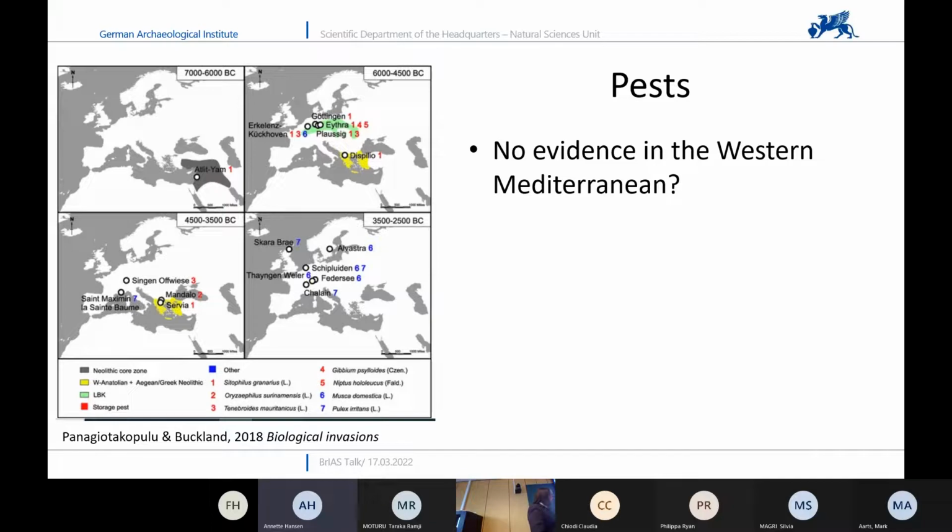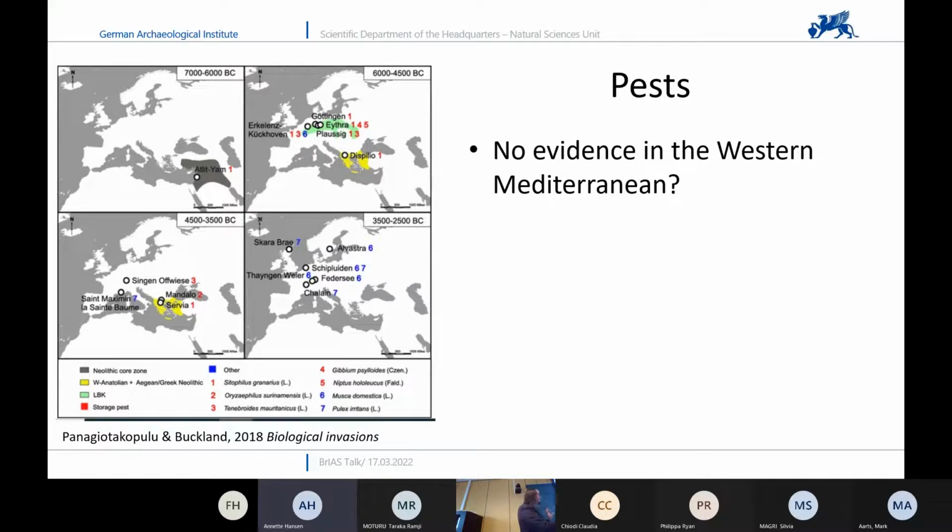And I mentioned, besides climate, we would look into pests as possible risks. There had been some studies on prehistoric pests in Europe, but mainly for Central Europe. So this is a synthesis of two very well-known specialists, and there's nothing in the Western Mediterranean.